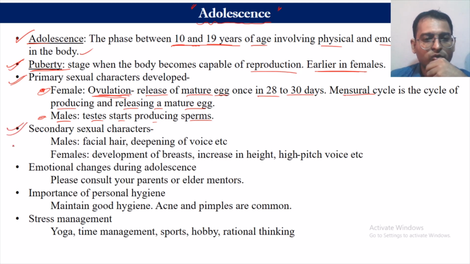What are the secondary sexual characters? In males there is the development of facial hair and deepening of the voice, etc. In females there is the development of the breast, increase in height, high pitch, etc. These are secondary sexual characters. During adolescence the individual often experiences emotional changes as well, and therefore it is advisable that they consult their parents and elder mentors during these years.